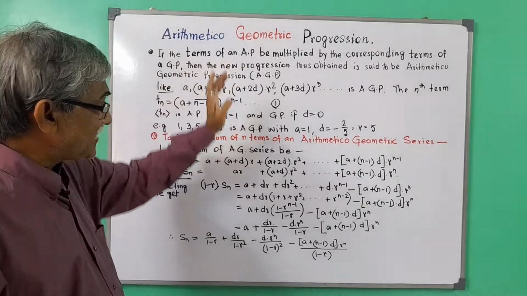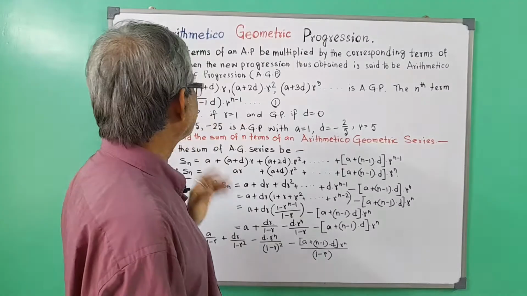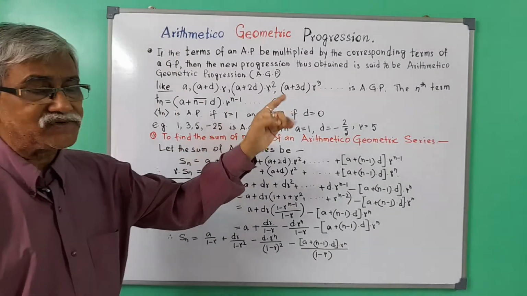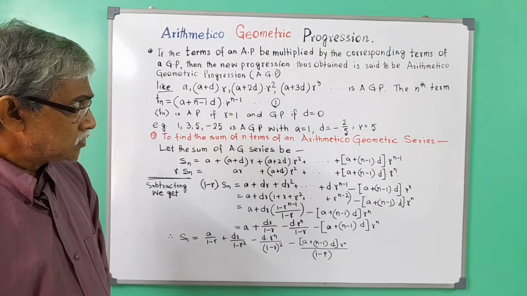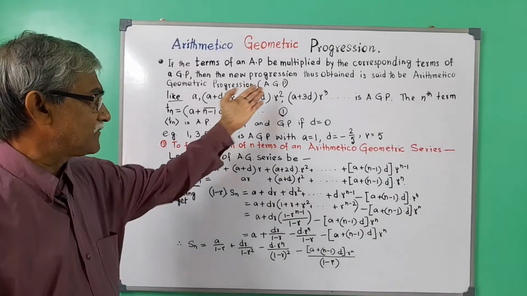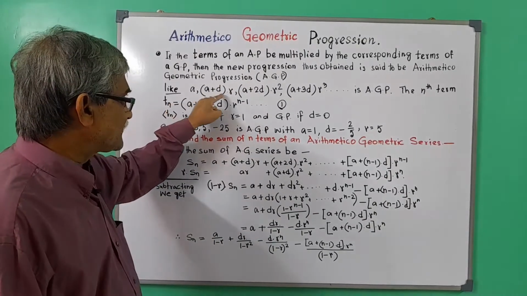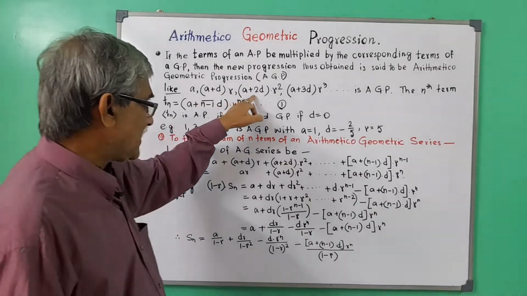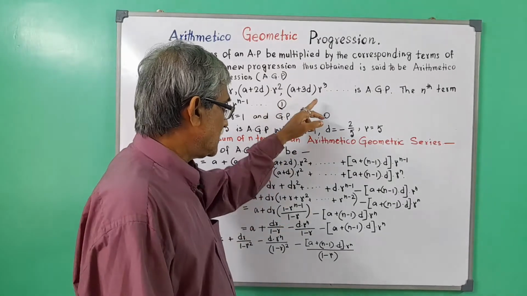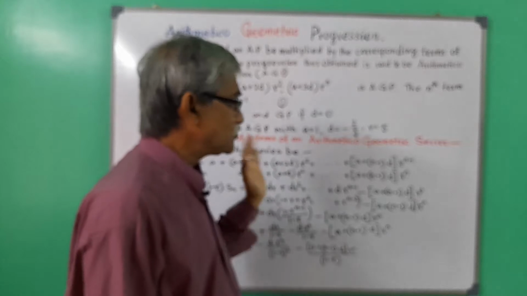Now if the terms of an AP be multiplied by the corresponding terms of a GP, then the new progression that is obtained is said to be the arithmetico-geometric progression, or simply we call it AGP. Like you know, a plus d into r, a plus 2d whole into r square, a plus 3d whole into r cube, and so on up to.